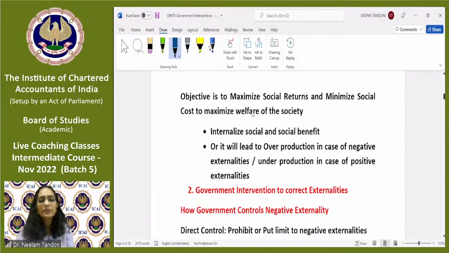What is internalized social and social benefit? Internalized means, I'm a firm A. I have my private cost and I have my external cost. We have done it in the last class, you remember? External cost and private cost. What is private cost? Private cost is my cost of production on land, labor, resources, raw material, my advertisement, my procurement, everything is my private cost. What is external cost? Which I am not bearing, which I am emitting on society.